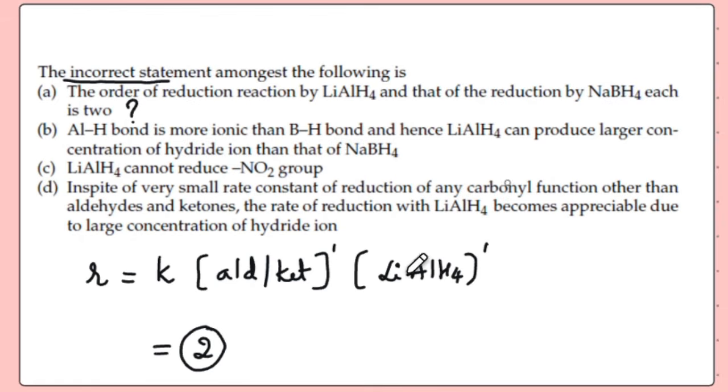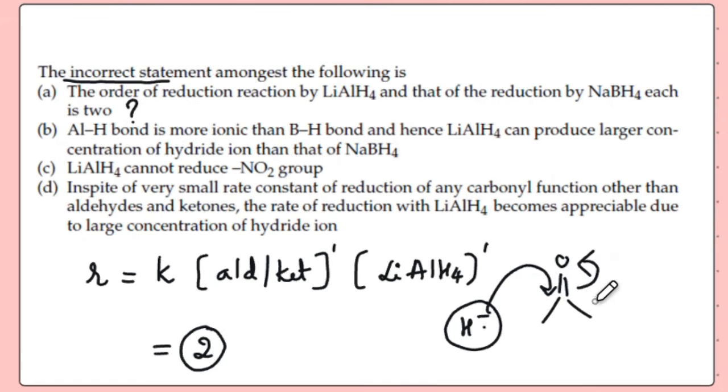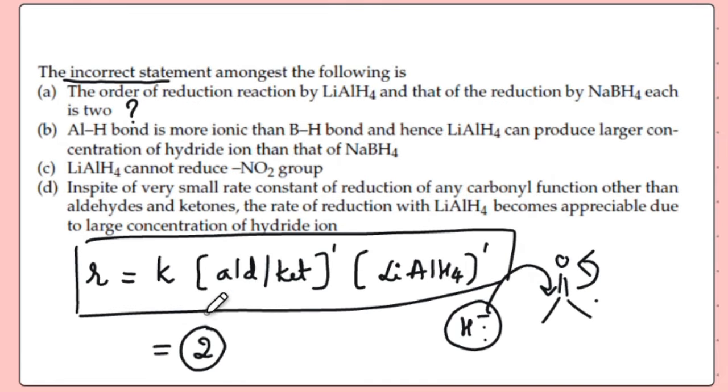Similarly, for sodium borohydride also you can write like this, because which will be the rate determining step here? The rate determining step will be the attack of the hydride, either from sodium borohydride or lithium aluminum hydride, doesn't matter. It is going to attack the carbonyl, and this is the slowest step, and that is the rate determining step. So both of them are involved in the rate law. Hence, the order of the reduction reaction for both the reagents would be 2. Therefore, this is a correct statement.